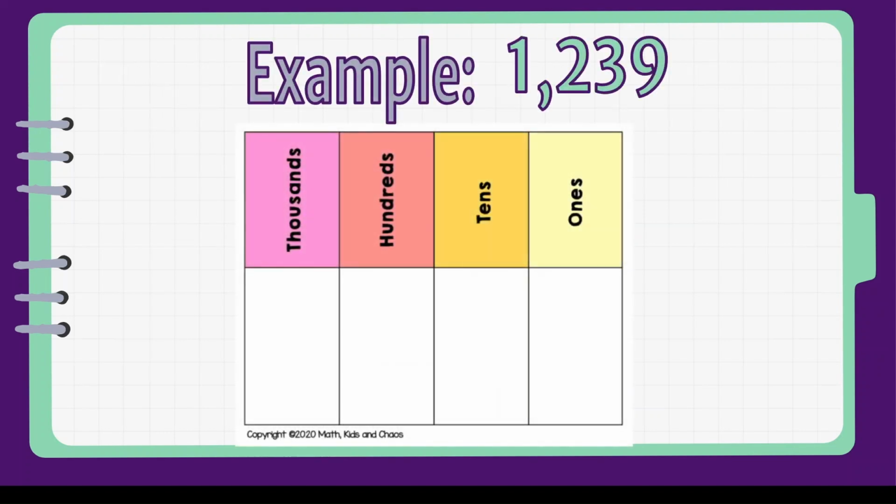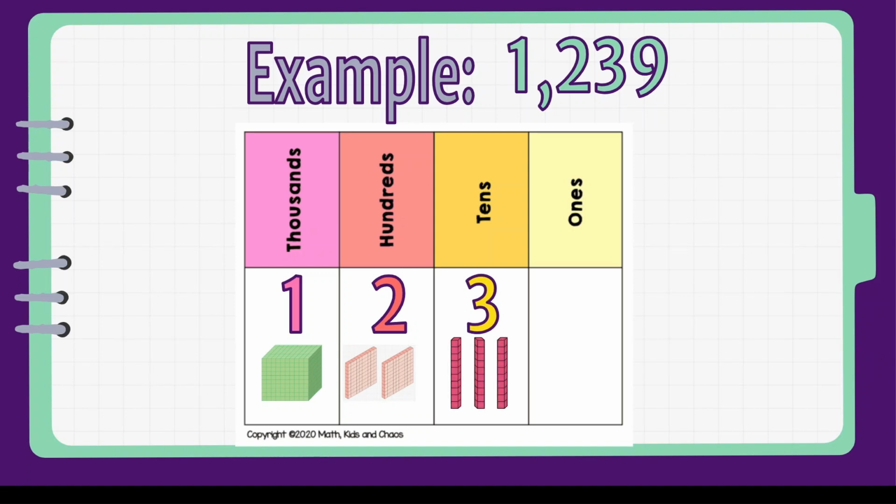Let's try an example. We have 1,239 and we have our place value chart. Let's start filling our place value chart. We have 1,000, which is represented by 1 cube. We have 200, which can be modeled by 2 flats. We have 3 tens, which can be modeled by 3 rods, and 9 ones, which can be represented by 9 unit cubes. So this is how we represent 1,239 using base 10 blocks.